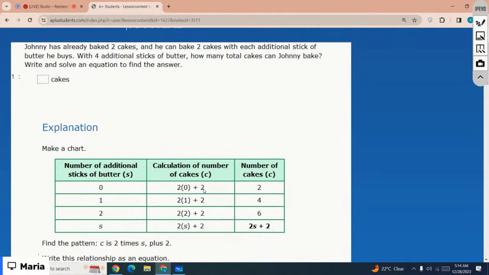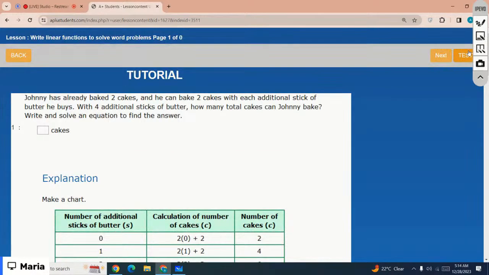This way you can write down the general equation, that is 2s plus 2. You are given s equals 4, replace s with 4. That means 4 times 2 is 8 and 8 plus 2 is 10. You can make 10 cakes, right? So first thing is you have to write down the equation and then you have to solve.